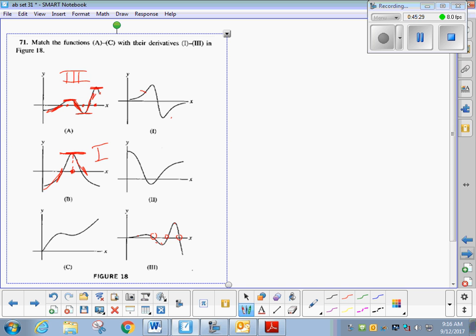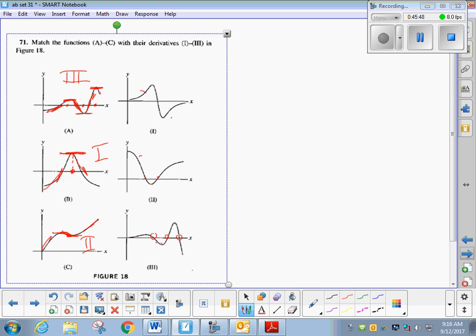Last but not least, how many flat spots here? 2 flat spots. So I should have 2 x-intercepts. That means this guy, positive above the x-axis, negative or decreasing below the x-axis, increasing above the x-axis. So that is.